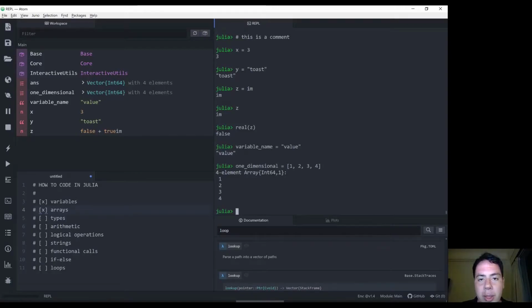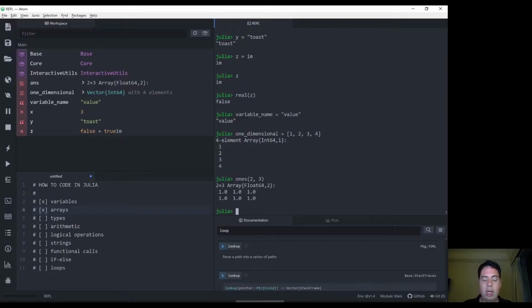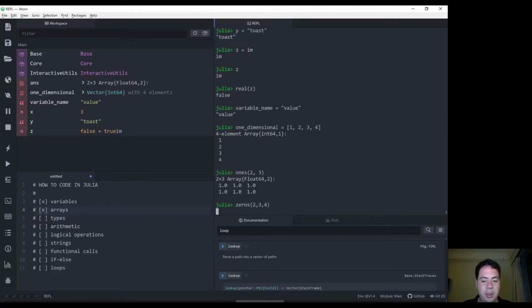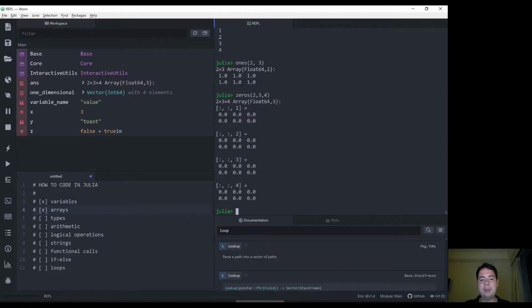Julia provides a lot of convenient functions for initializing arrays. For example, ones will fill an array of specified dimension with ones. So in our case, let's do a 2 by 3. And we have ones in our array. Or zeros, let's do 2 by 3. Let's try a 3-dimensional array, which I haven't tried before. Oh, excellent, it does manage a 3-dimensional array.